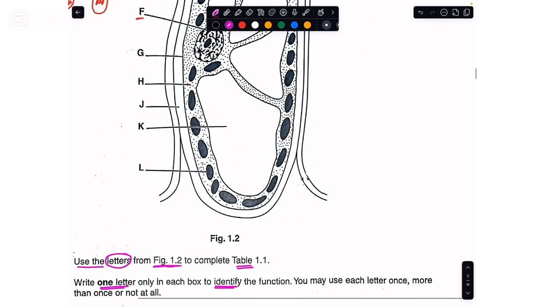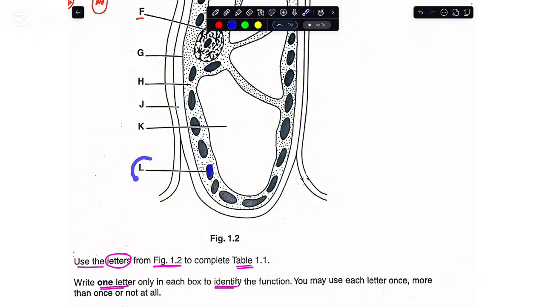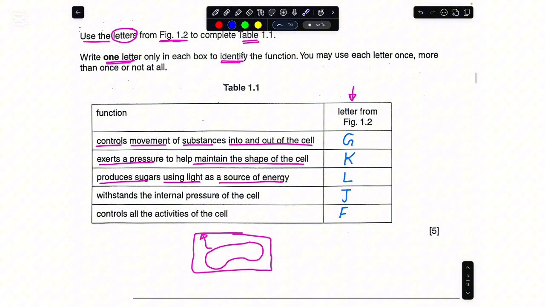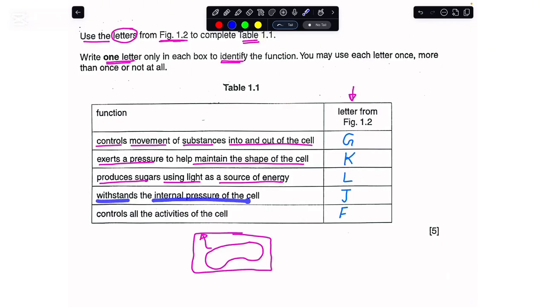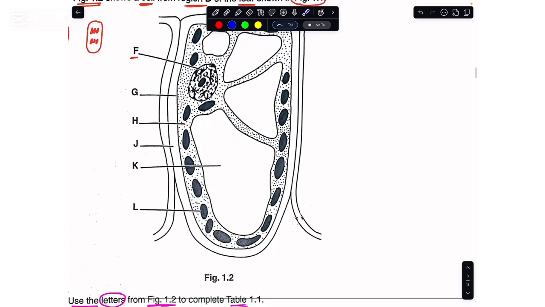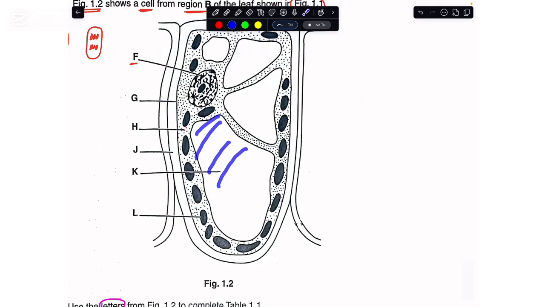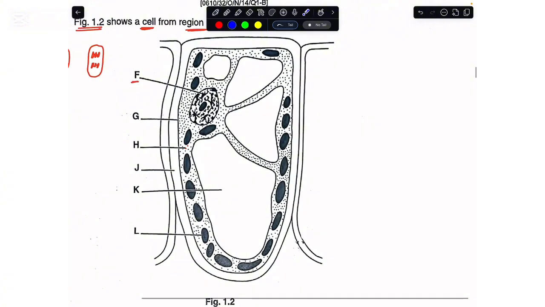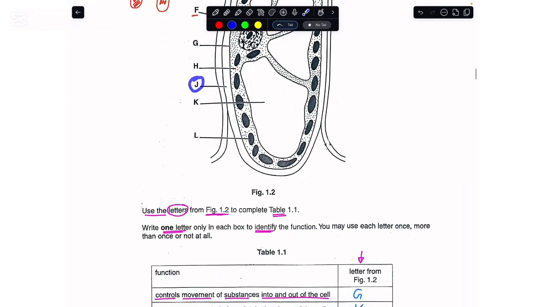So if you just see the letter L that we are given over here, this is a chloroplast, and then they say it withstands the internal pressure of the cell. So the turgor pressure is applied by this large vacuole, and if someone has to bear this turgor pressure, the cell wall would be contributing that role.